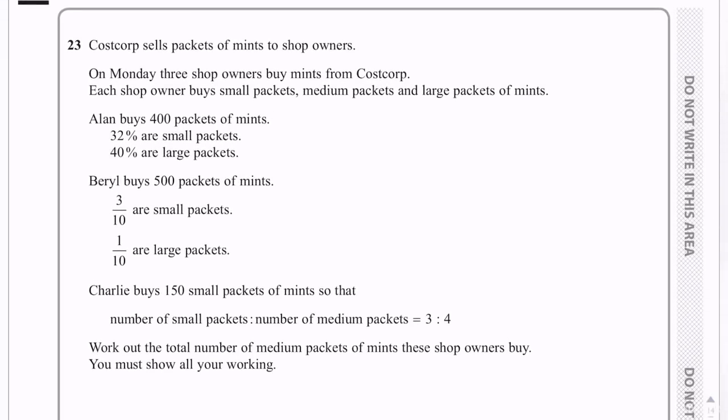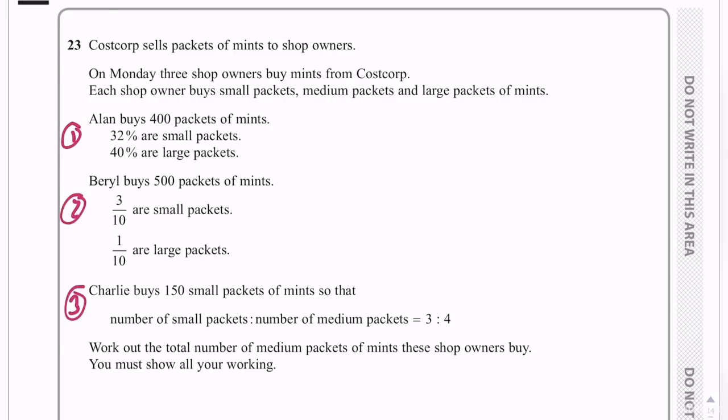On to question 23. It says, on Monday, 3 shop owners buy mints. They buy them in small, medium or large packs, and then it gives us 3 options. We've got Alan, who's the first one, Beryl is our second one, and Charlie is our third person there, and it gives us lots of information about them. So Alan buys 400 packs of mints, 32% are small and 40% are large.